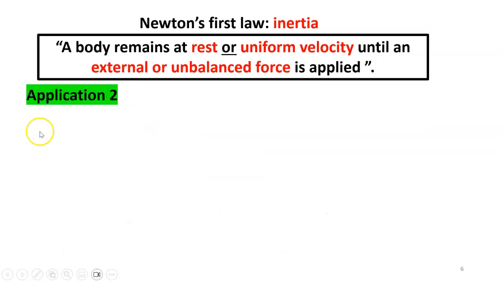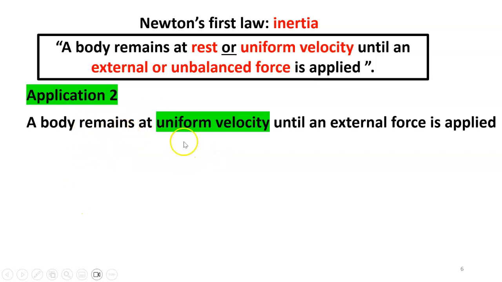So if we have a look into application 2 then, what we're looking at now is the idea of a body remaining at uniform velocity until an external force is applied. So what does this mean? It means that once the ball is travelling in a straight line going forward, it's basically saying that it will carry on at that speed, constant or uniform velocity, until an external force is applied.